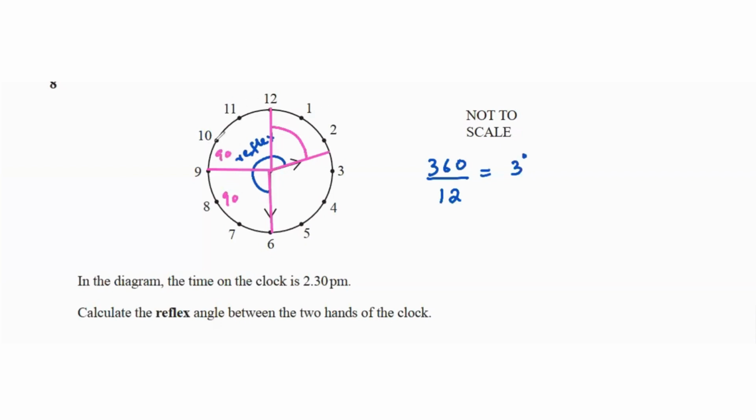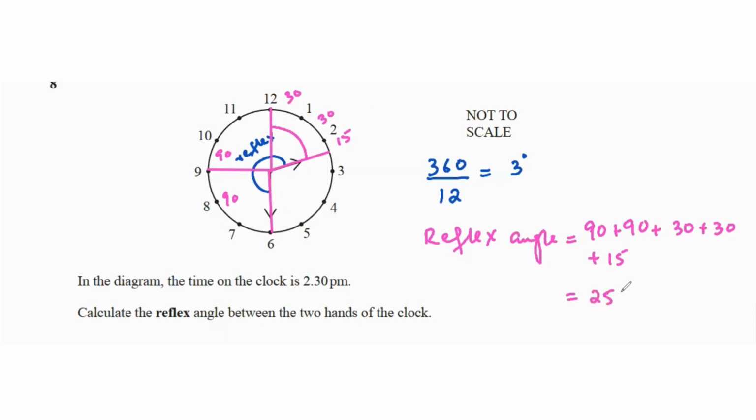If 1/4 is 90 degrees, which means this is going to be 30, this is going to be 30, and this total would be 30, but half of it is going to be 15. So our reflex angle is going to be 90 plus 90 plus 30 plus another 30 and plus 15. So that's going to add up to 255 degrees. That is your reflex angle.